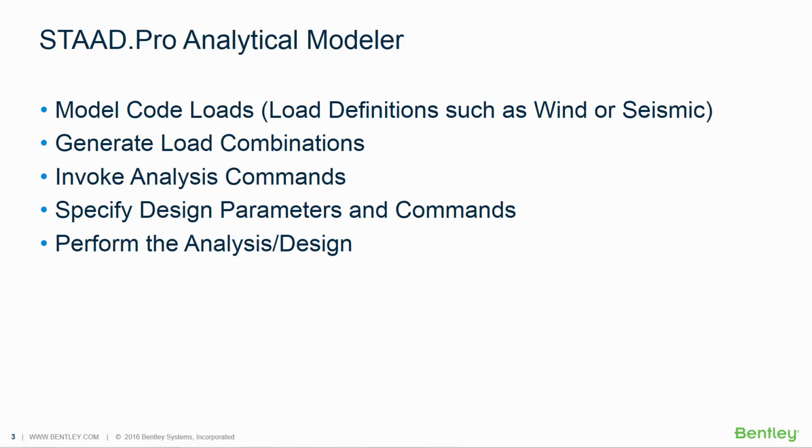These will include such items as adding code loads to your structure, including wind or seismic through the load definitions area. You're still going to need to generate your load combinations in the analytical modeler. You're going to invoke your analysis commands and specify all of your design parameters and commands. Lastly, you're going to perform your analysis and design in the analytical modeler. Now, in a later video in this series, we're going to show you how to incorporate your design results into your physical modeler, whether you're doing a simple code check of your steel structure or if you're also performing an optimization through the select command.